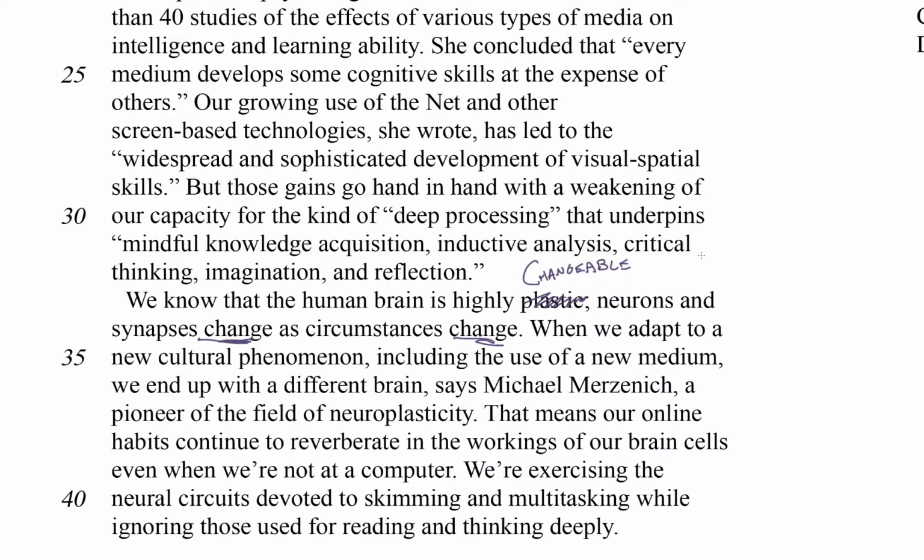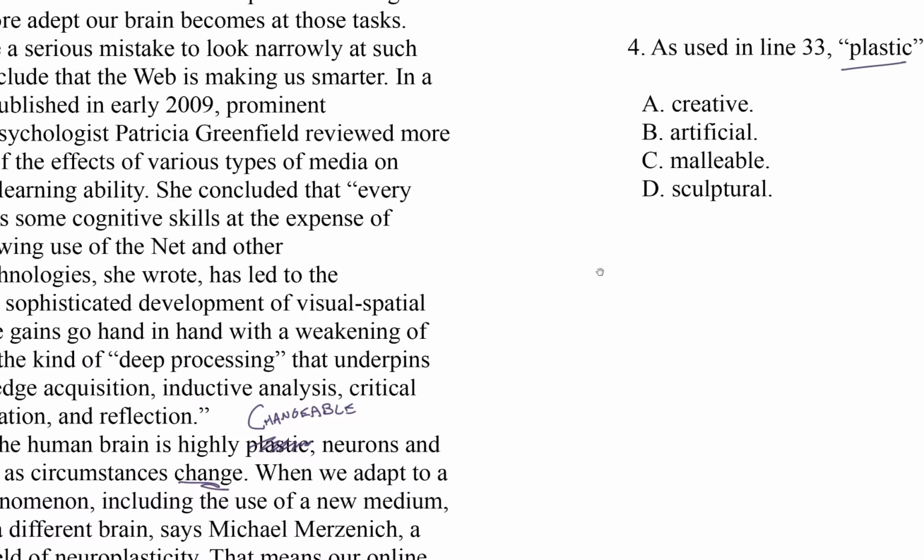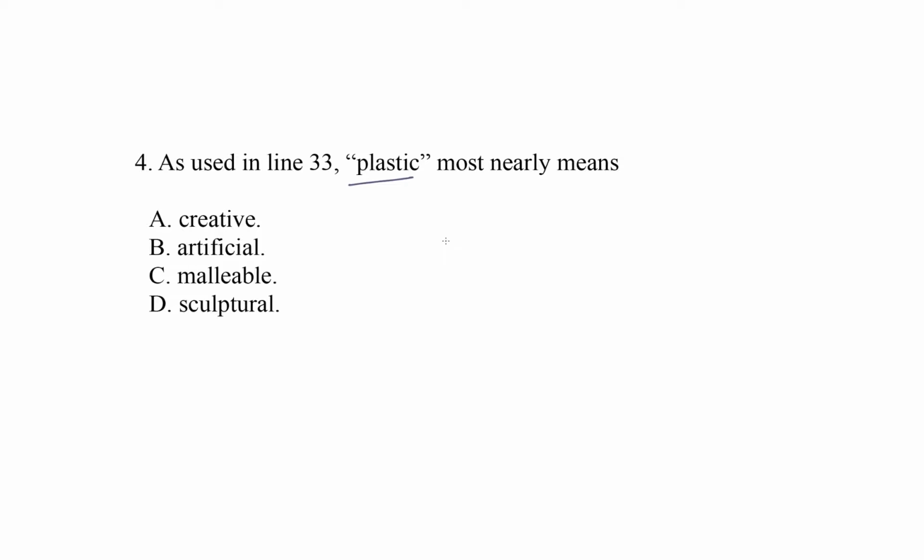And now let's take that prediction back to our choices. Which word means something similar to changeable? Okay. As used in line 33, plastic most nearly means A, creative. That doesn't mean changeable. B, artificial. That doesn't mean changeable. C, malleable. That word does indeed mean changeable. In particular, malleable means that something can be molded or shaped. For example, clay is malleable. So this is almost certainly our answer.